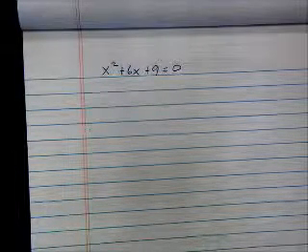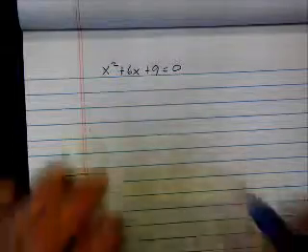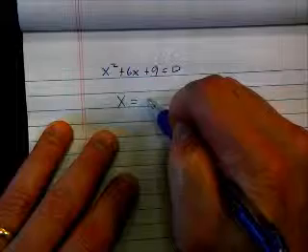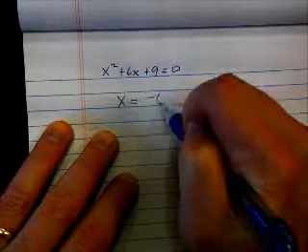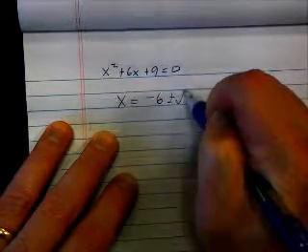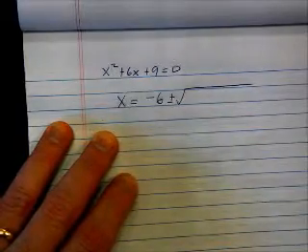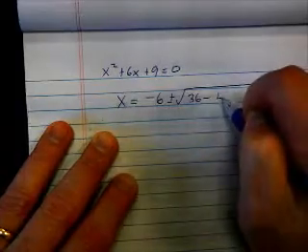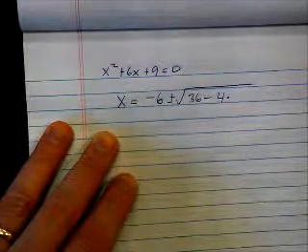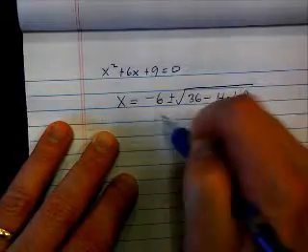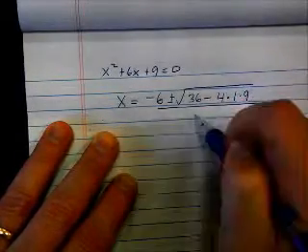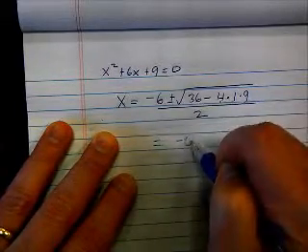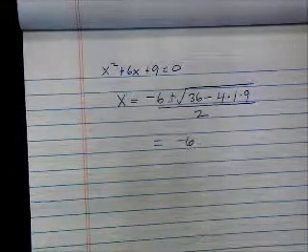We would have x equals, how much is negative b? Negative 6. Plus or minus the square root of, how much is b squared? 36. 6 squared is 36. Minus 4 times a is 1. And c is 9. All divided by 2. So that's negative 6.